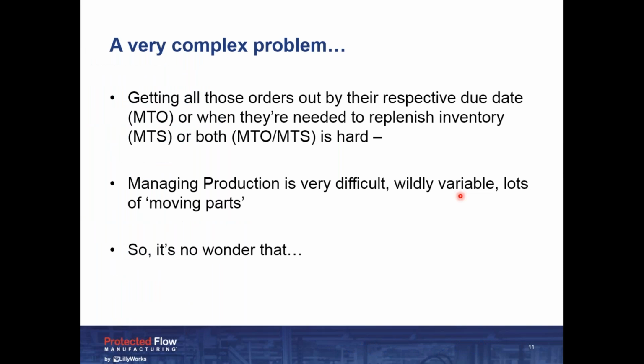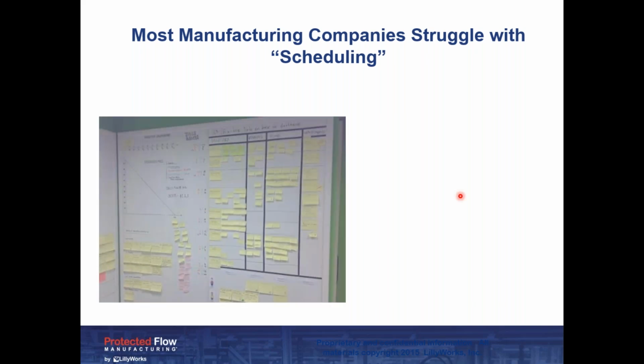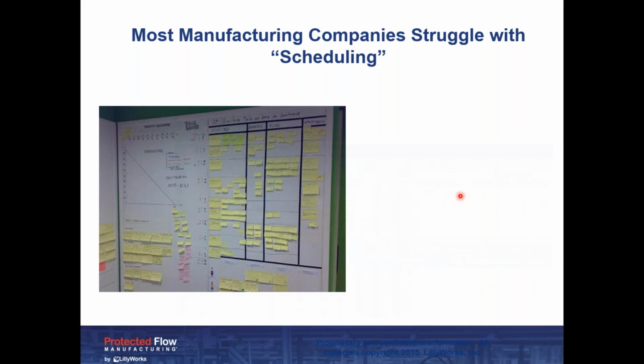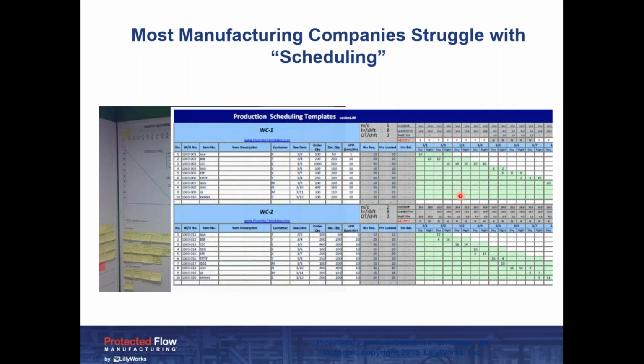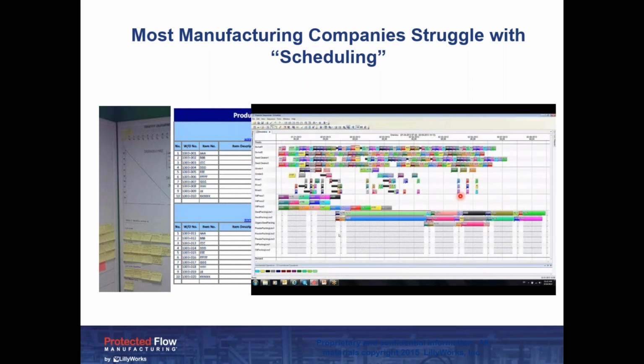Managing production is very difficult. It's hugely variable, with literally and figuratively lots of moving parts. So it's really no wonder that most manufacturers struggle with managing all this and trying to get all of those work orders out on time. We're kind of trying to do it with whiteboards. You might be using spreadsheets. You might be struggling with sophisticated or complex algorithms and computer tools.